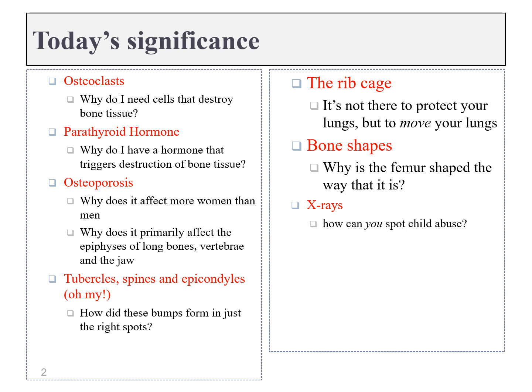They are under the control of parathyroid hormone, so we need to ask, why do I have a hormone and a cell type whose job it is to destroy bone tissue? When would that ever be useful? Because too much of that leads to osteoporosis, one of the diseases that we need to learn about today.